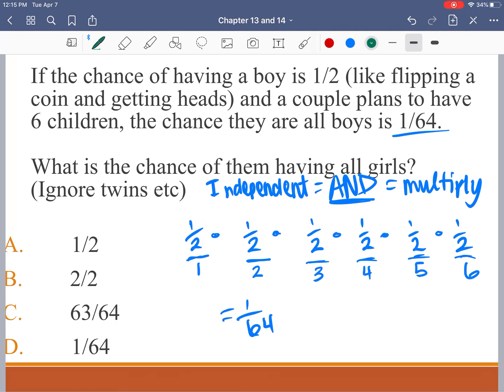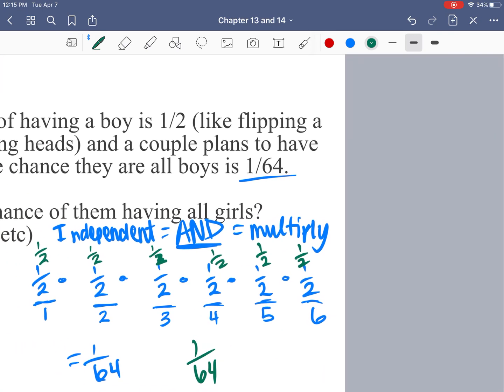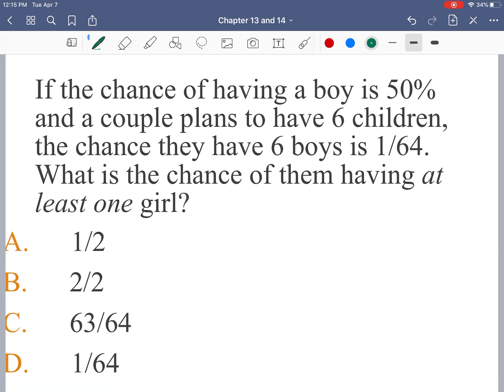Okay, that's this number. Now we've got this chance of it being all girls. Well, the probability of the first baby being a girl is 1/2. Second is a girl, 1/2. Third is a girl, 1/2. 1/2, 1/2, and 1/2. So guess what? The probability of them being all girls is the exact same thing.